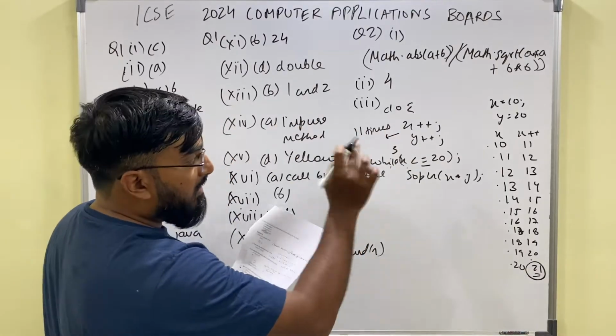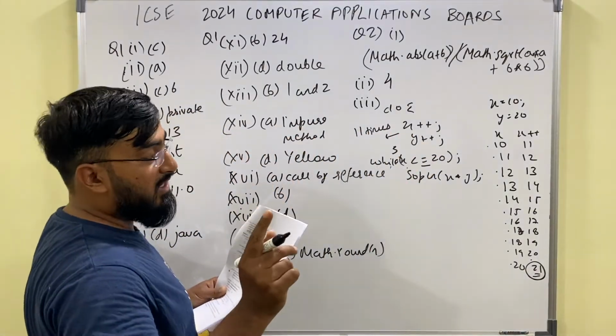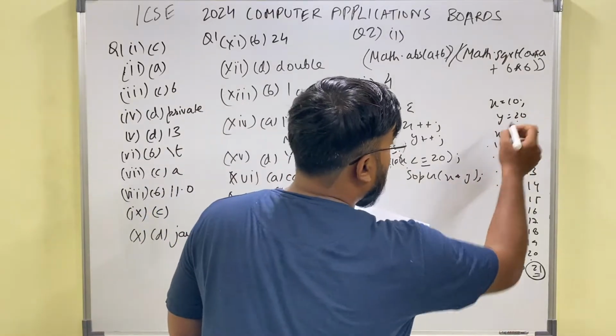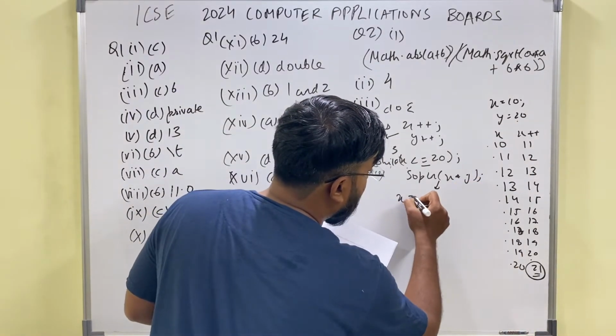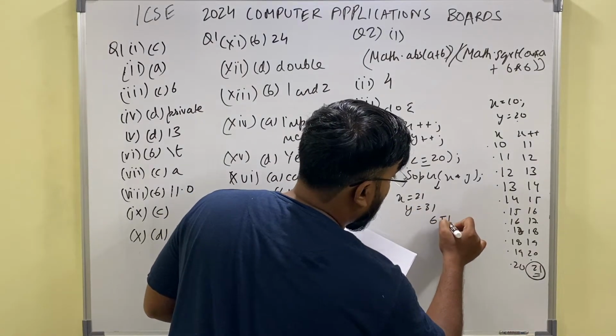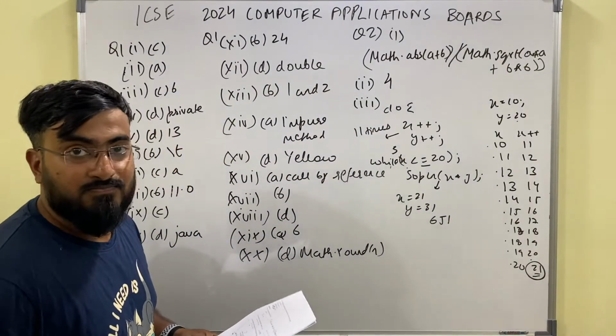This is running 11 times, so y plus plus is happening 11 times. Y is being incremented 11 times, so 20 plus 11, 31. So here x is 21, y is 31, so output is going to be 651, 21 into 31.